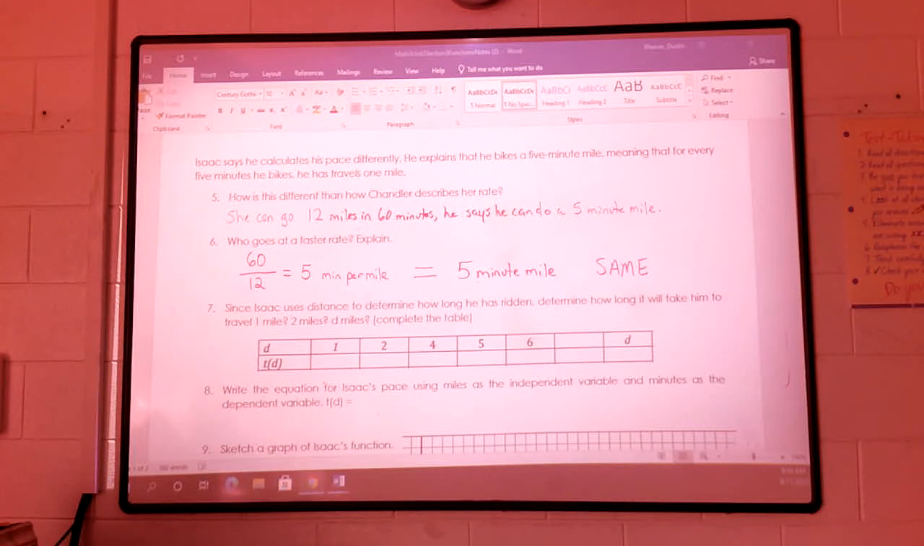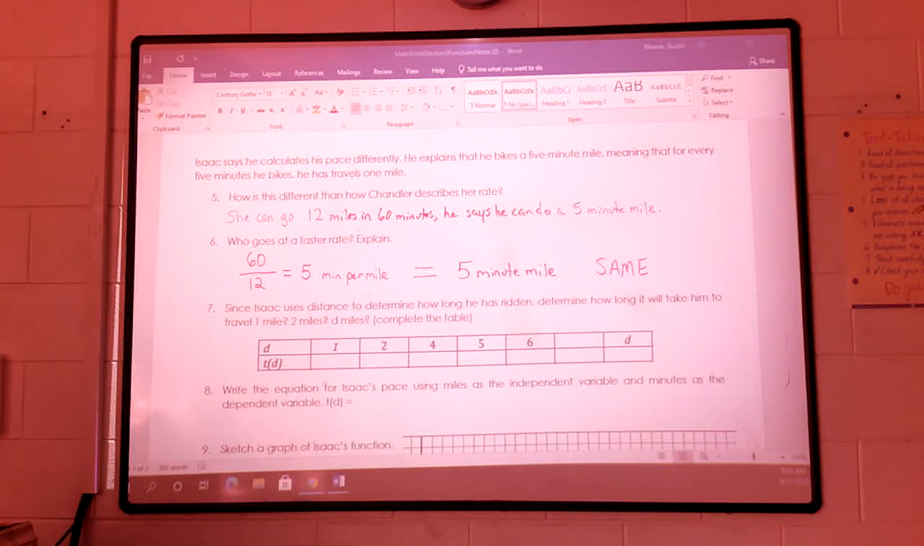All right. So, number 7, Isaac uses distance. So here's the difference. She said, hey, in 60 minutes, I go 12 miles. Isaac says, I can bike a 5-minute mile. So he uses distance to figure out how long he's been riding. She looks at her watch and says, "Oh, I've been going for 45 minutes," and she can figure out how far she's riding. He looks at the distance to figure out how long he's done it. So they do it backwards if you think about it that way.